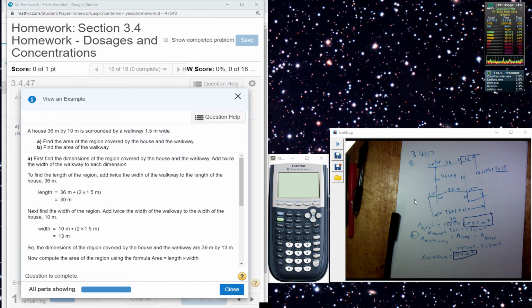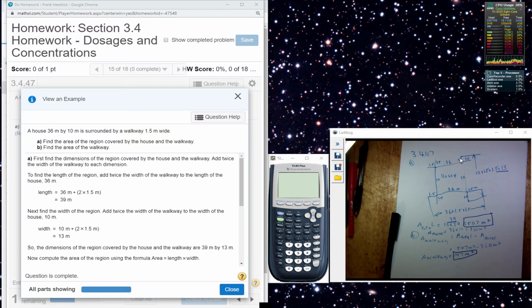For this one here, a house, 36 meters by 10 meters, surrounded by a walkway, 1.5 meters wide. What I did is I drew out a house, and I drew out the sidewalk, and I proceeded to label as much as I could. So I have 10 here, and the sidewalk width is 1.5.